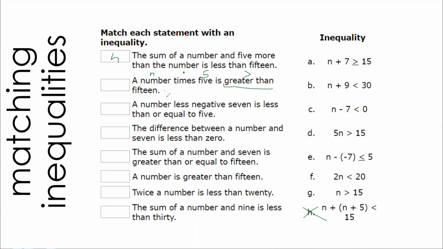And then we have 15 as our number. So we pulled out that important information. Now I have a number times 5 is greater than 15. So 5 times a number, or a number times 5. Let's make sure that we're using the right variables. So we use our n, is greater than 15. So that is D. So we're going to put in D for that problem.